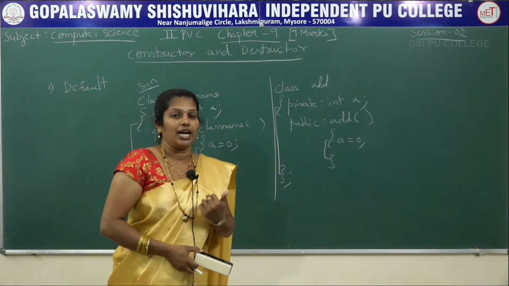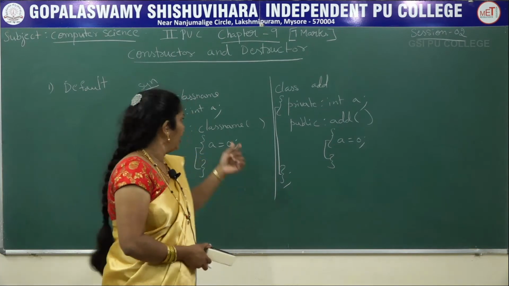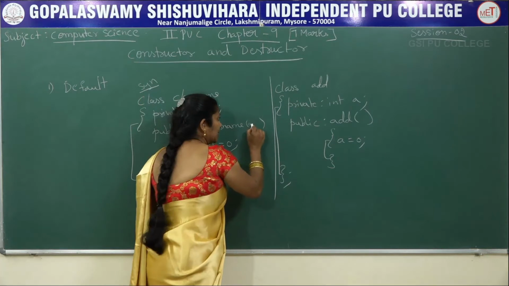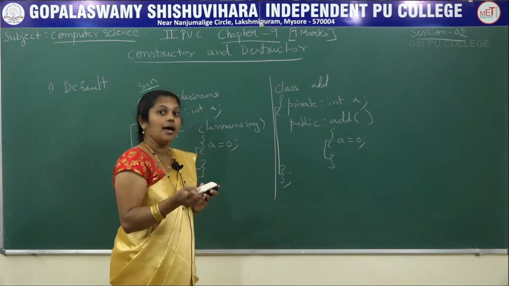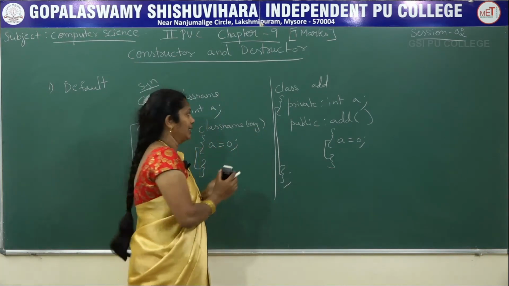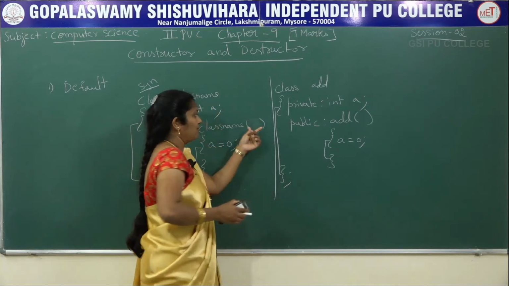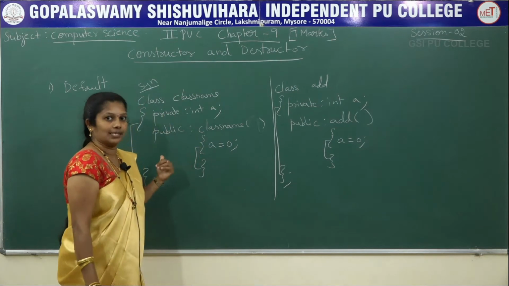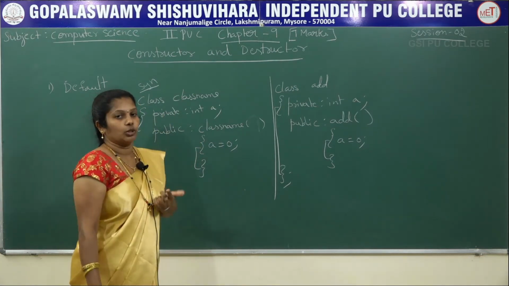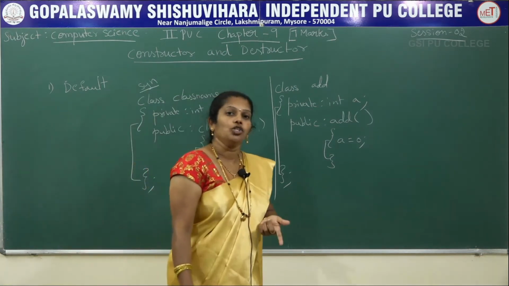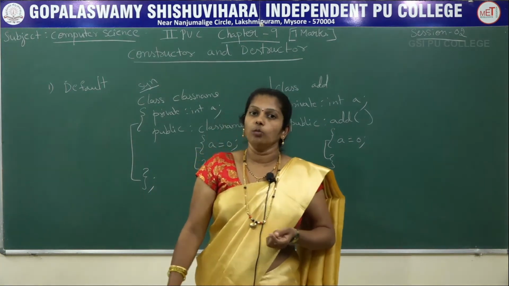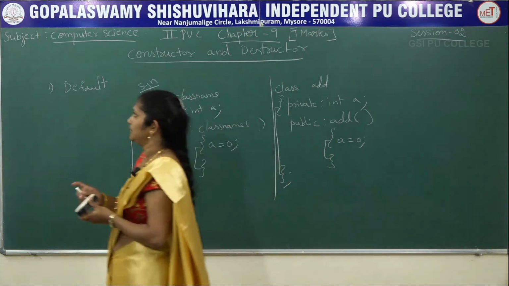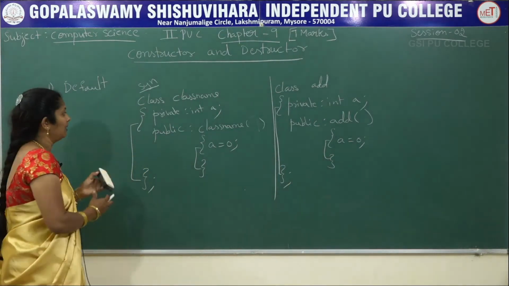In this also we have advantages as well as disadvantages. If you have arguments here, then it is called a parameterized constructor. If you don't have any arguments, if it is empty, then it is called a default constructor. This function also executes automatically when you create an object of a class. And there are several advantages as well as disadvantages here.